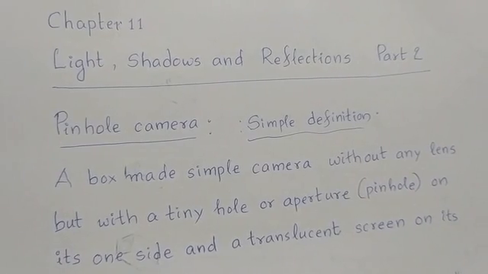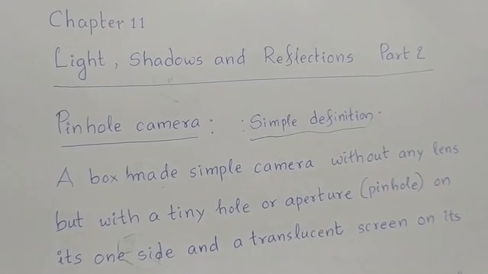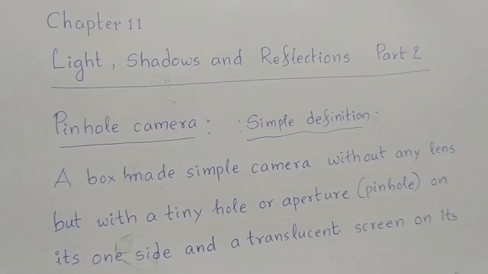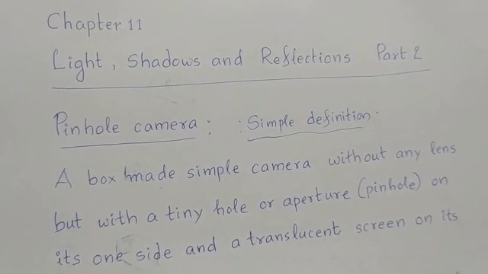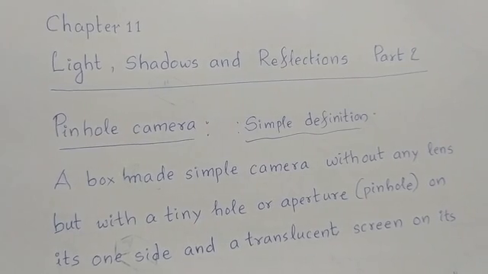We have started the 11th chapter, Light, Shadows and Reflections. In the last class, we discussed luminous and non-luminous objects, transparent, translucent and opaque objects, etc.